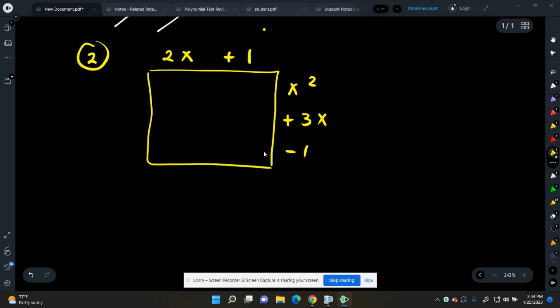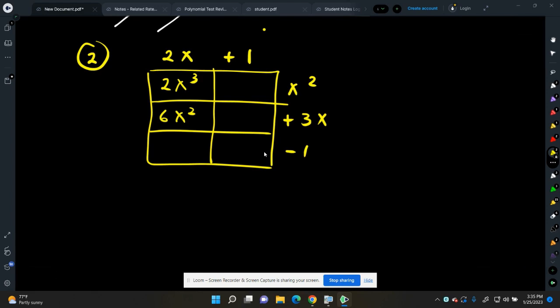And we draw our table. Okay, so 2x times x squared, that's 2x to the third. 2x times 3x gives us 6x squared. 2x times negative 1 gives us negative 2x. And then we're going to do 1 times x squared gives us x squared. 1 times 3x is 3x. And 1 times negative 1 is negative 1.